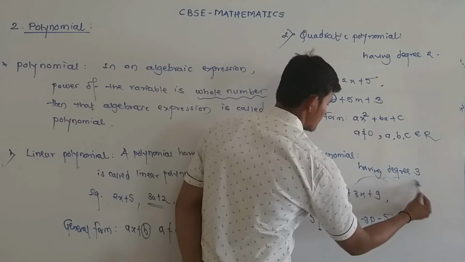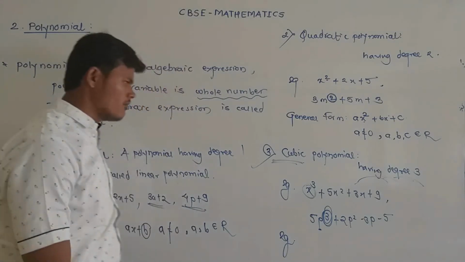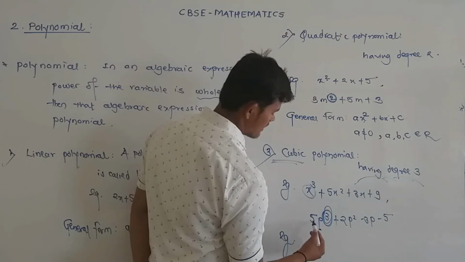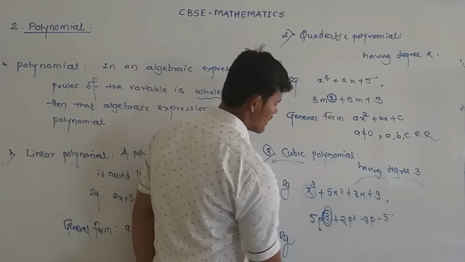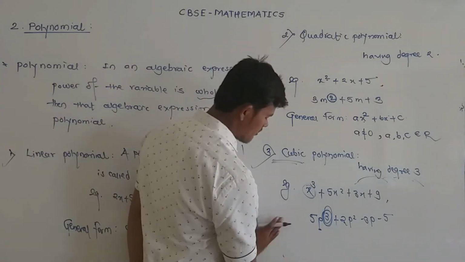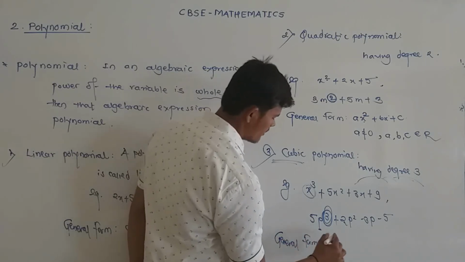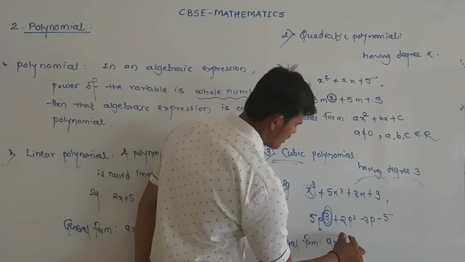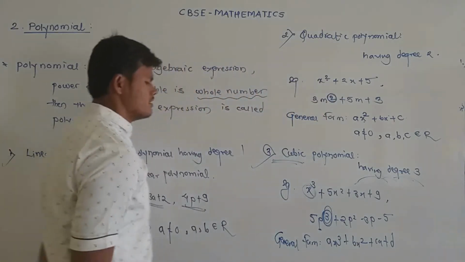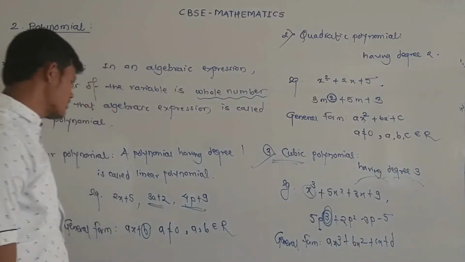So the polynomial having degree 3 is called cubic polynomial, and let's write down its general form from the above examples. Maximum power is 3. So here in the second example, 5, 2, minus 3 and minus 5 are the coefficients. That means they are real numbers. So we get its general form as, so the general form of cubic polynomial is nothing but ax cube plus bx square plus cx plus d. So this is all about types of polynomial.